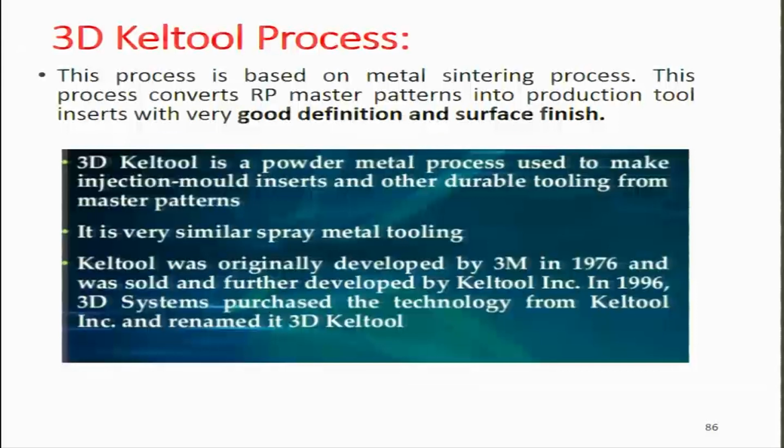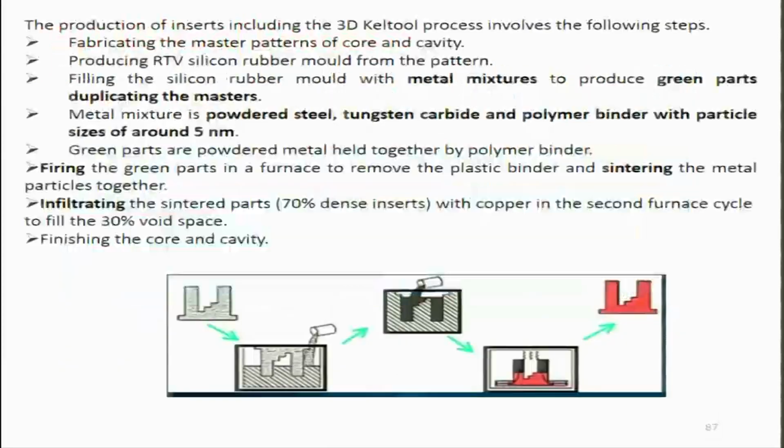Another soft tooling approach is the 3D Kel tool process, which is based on a powder metal. It's used to make injection mold inserts and other durable tooling from master patterns, very similar to spray metal tooling. Only thing is, in this case the heat sintering approach is utilized to make the patterns harder. It was originally developed in 1976 by 3M and was sold and further developed by Kel Tool Incorporated. It was named 3D Kel tool later on.